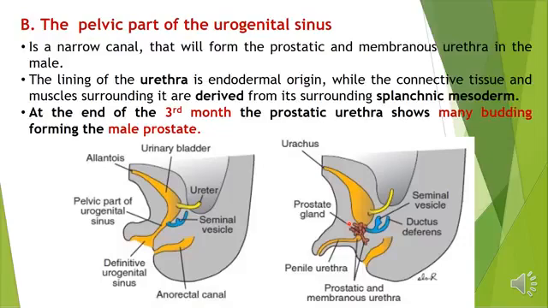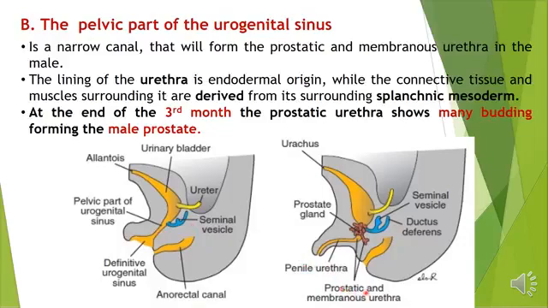The second part of the urogenital sinus is the pelvic part. The pelvic part is a narrow canal that will form the prostatic and membranous urethra in the male. The urethra is lined by endoderm, while the connective tissue and muscle surrounding it are derived from the splanchnic mesoderm. At the end of the third month, the prostatic urethra shows many buds, forming the male prostate.